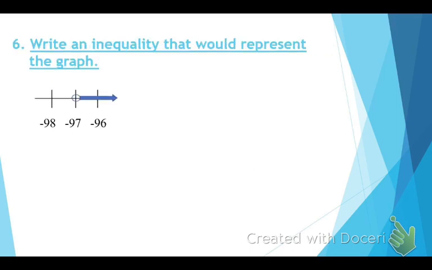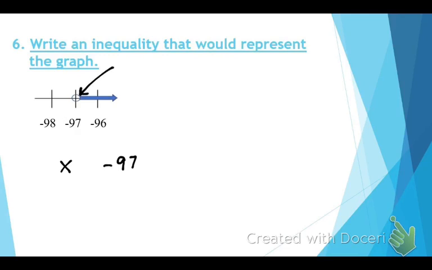All right, for the next one, it says to write an inequality that would represent the graph. Remember, for an inequality, you need a variable, a number, and an inequality symbol. All right, listen. Always make sure your variable is on the left side. This is what I saw a lot of people do. They just put a 97. Guys, what's wrong with that? It's not negative. This says -97, so you've got to put -97.